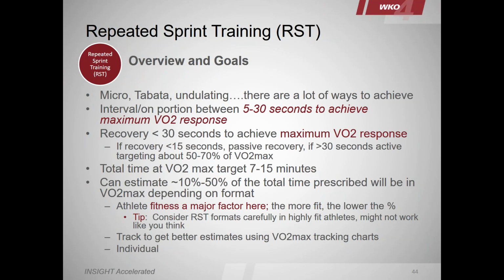And that's what repeated sprint training is. The interval on portion needs to be between 5 and 30 seconds to achieve a maximum VO2 response. So the reality is, you don't really need more than 30 seconds. That's too much for this particular function, and anything less than 5 is too little. The recovery needs to be less than 30 seconds, and actually, I think I have it here as a note somewhere, I would say even 20 seconds. There's where the Tabata protocol is well tested, and that's 20 seconds. There's some research that supports out to 30, but I typically like 20 better. But the recovery needs to be less than 30 seconds.